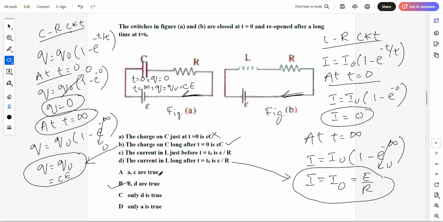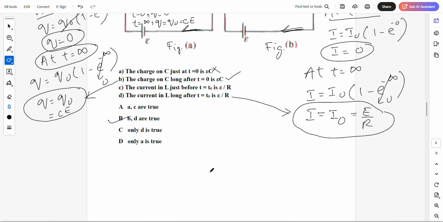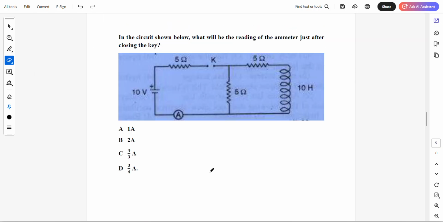Hope you have understood this. Understood? The first right answer is the charge on C long after t = 0 is C into E, and the current in L long after t = 0 is E by R is the right answer. Hope you understood this. We'll see the next problem.